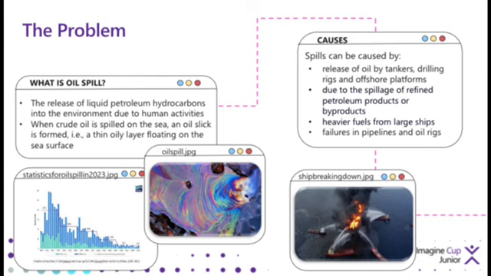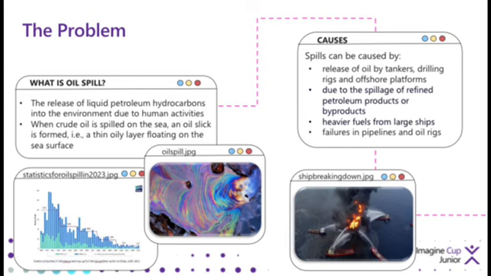Oil spill is the release of liquid petroleum hydrocarbons into the environment due to human activities. When crude oil is spilled on the sea, an oil slick is formed. That is, a thin oily layer floating on the sea surface. As shown in the picture, it may display a rainbow-like appearance, have a metallic look, or appear as a dark brown or black slick on the water surface depending on its thickness.